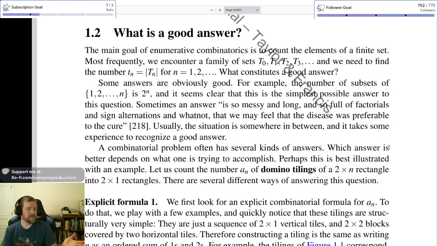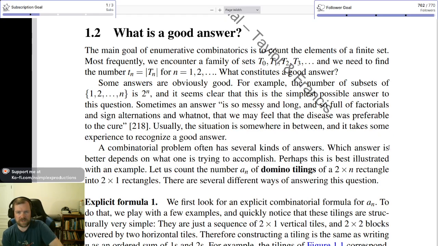So what is a good answer? The main goal of enumerative combinatorics is to count the elements of a finite set. More frequently, we encounter a family of sets T0, T1, T2, T3, etc., and need to find the number T_n, which equals the absolute value of T_n for n equals 1, 2, etc. What constitutes a good answer? Some answers are obviously good. For example, the number of subsets of {1, 2, ..., n} is 2^n, and it seems clear that this is the simplest possible answer to this question.